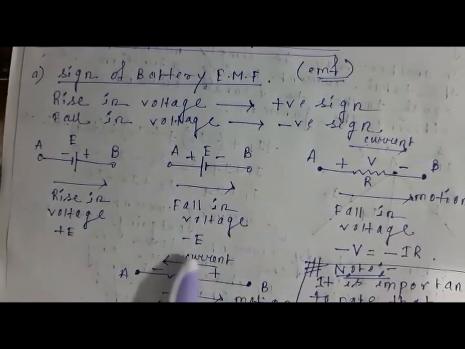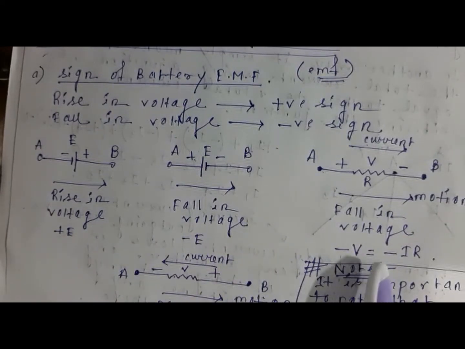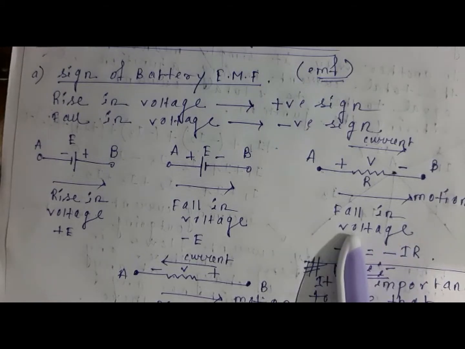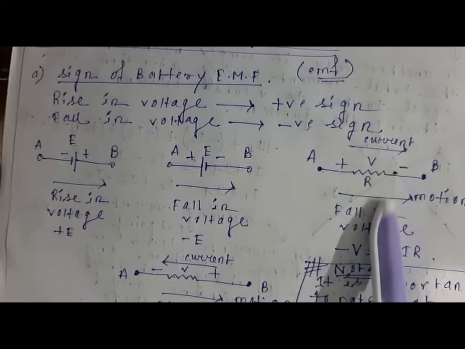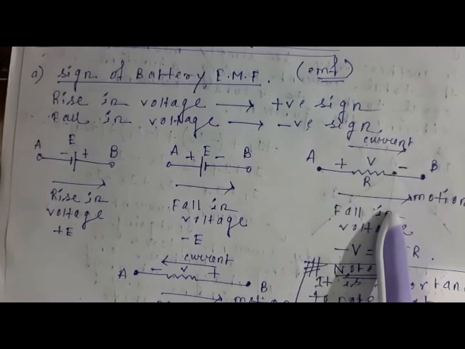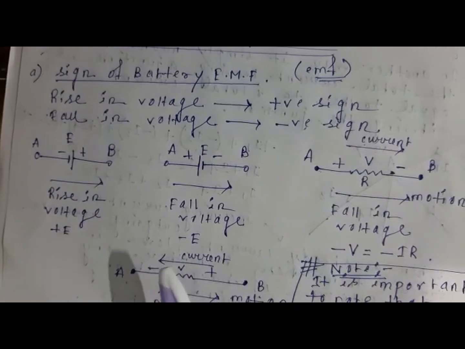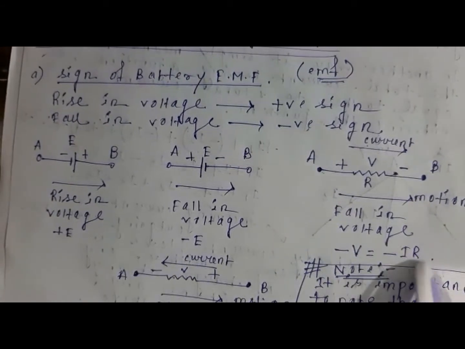Here we have seen that when it is a fall we put minus, so here minus V, and we know V equals what? IR. So IR is also going to be minus IR. So when both the current and the motion are in the same direction, we will give a minus sign. All right, minus sign to what? Minus sign to my IR, the product of my current and resistance.